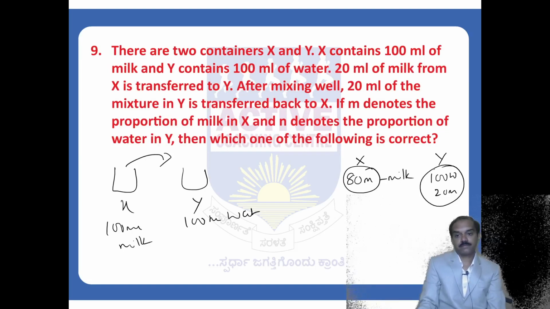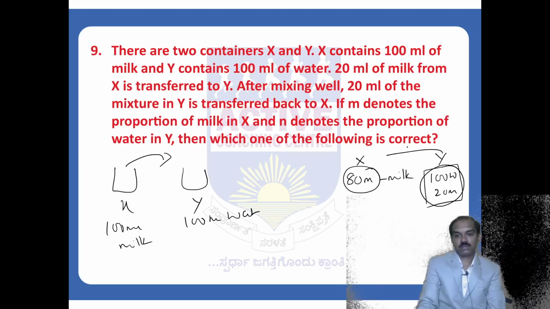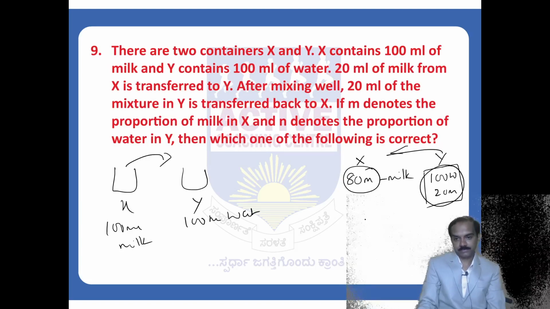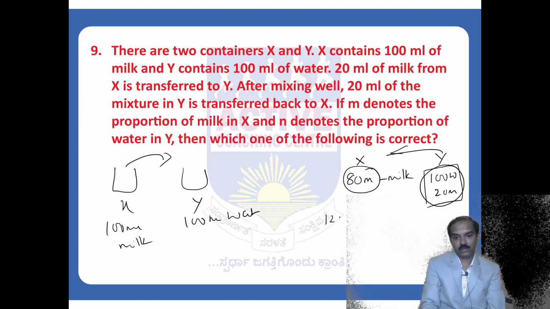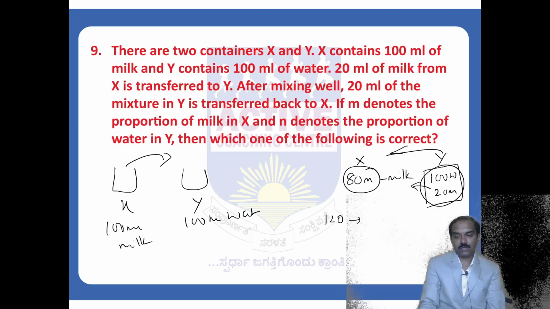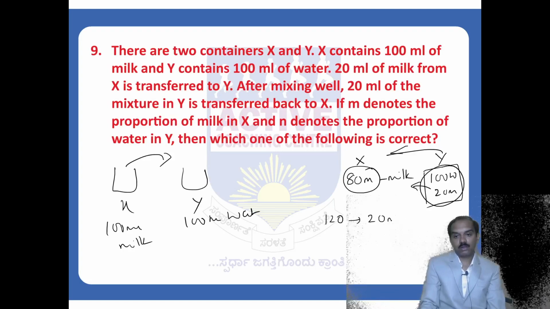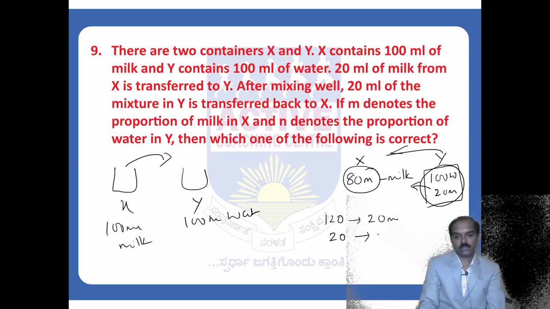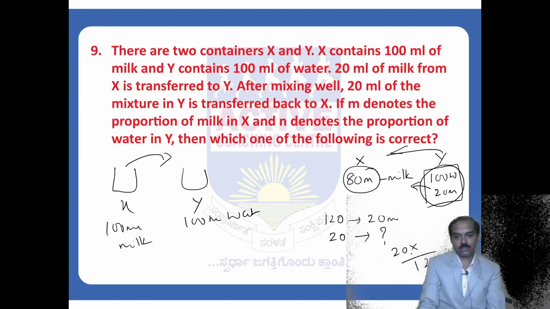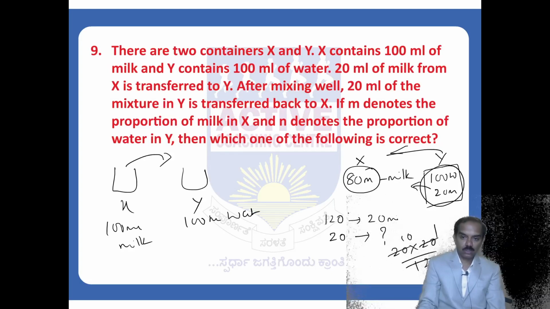Now the reverse happens. First we will mix them well and now we will transfer 20 ml back to X. If you transfer everything, meaning all the 120, from Y to X, then how much milk will go to X? 20 ml. But we are not shifting everything, we are shifting only 20. So how much milk will go to X? First one always in the denominator, rest in the numerator. 20 ones are 20, 6 twos are 12... 2 3s are 6, 2 10s are 20, so 10 by 3. Milk will go to X.